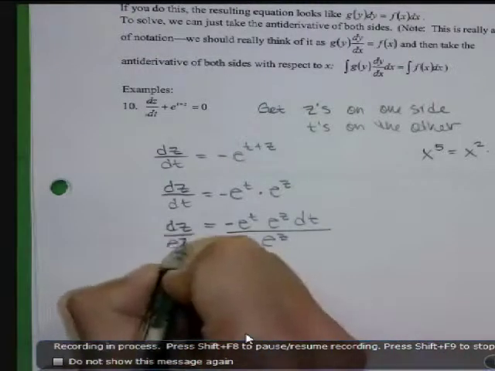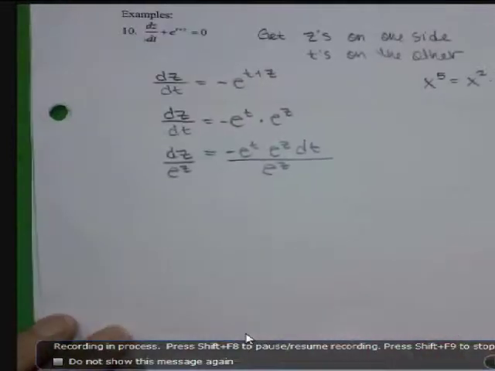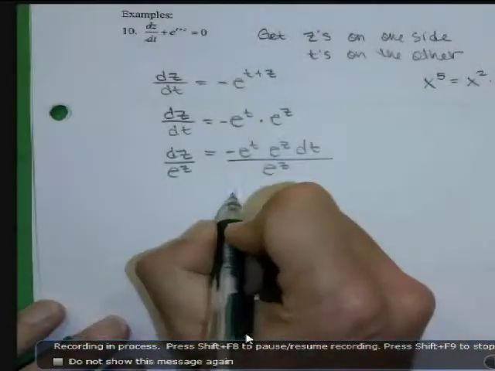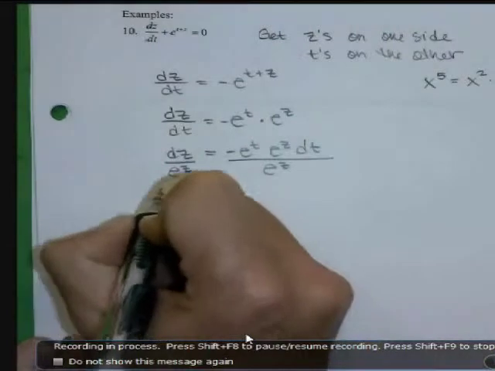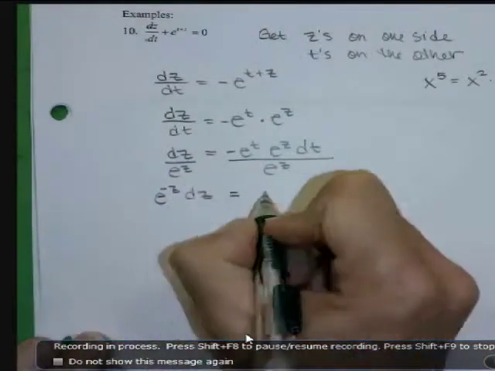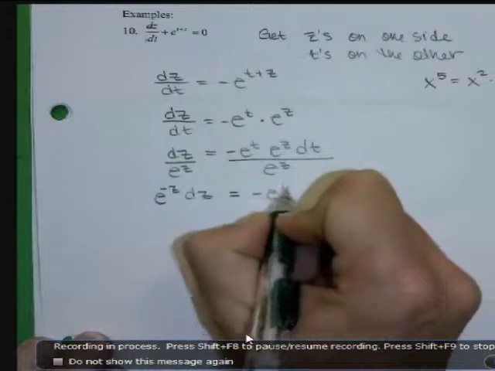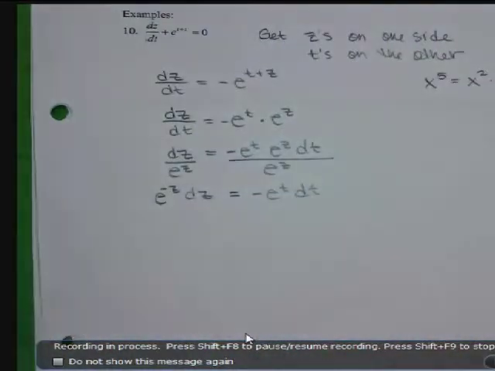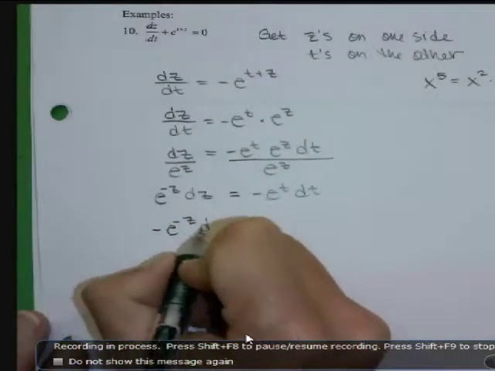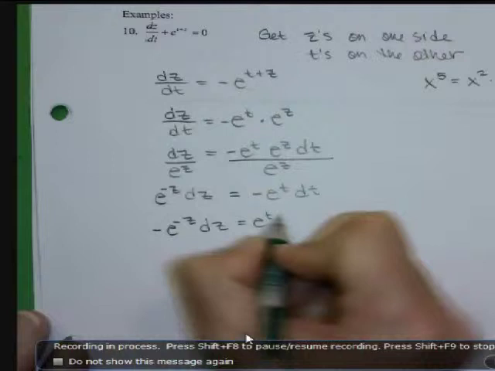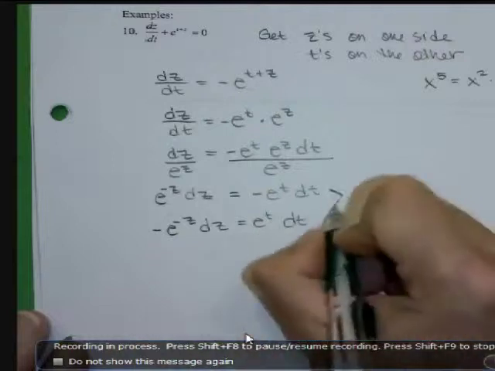But it's maybe easiest to not have a fraction on the left-hand side. So how could I write it so it's not a fraction? E to the negative z dz. And then the right-hand side will be negative e to the t dt. And if you want, I think it is a little bit nicer if we multiply both sides by a negative right now. So from here to here, just multiply by negative 1.